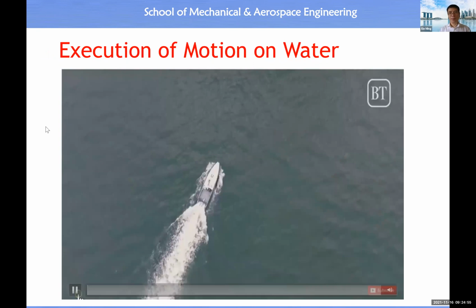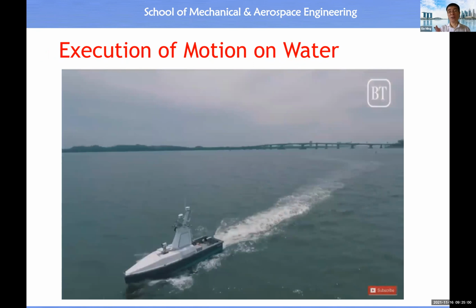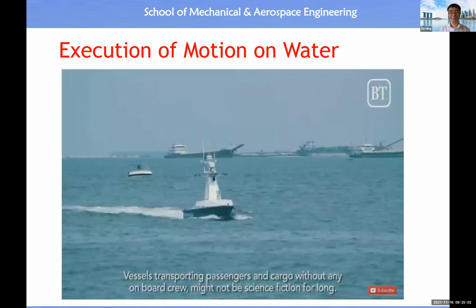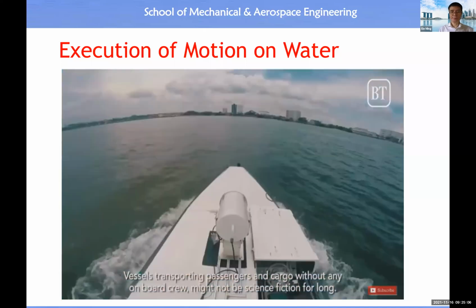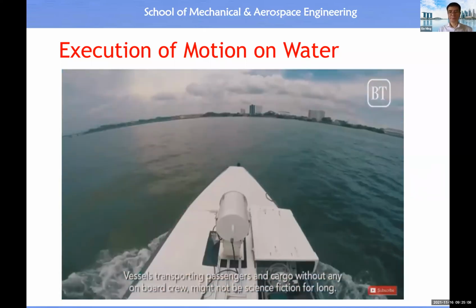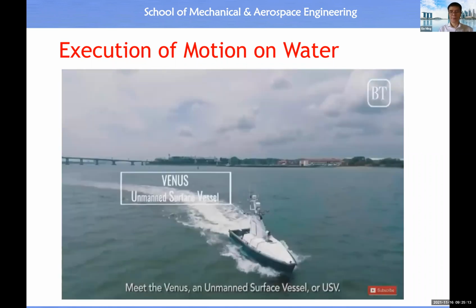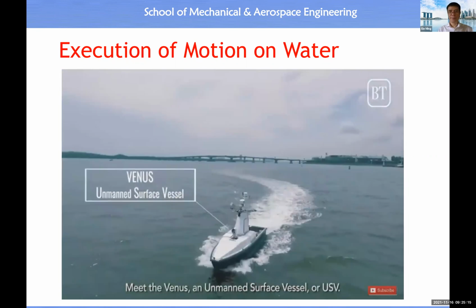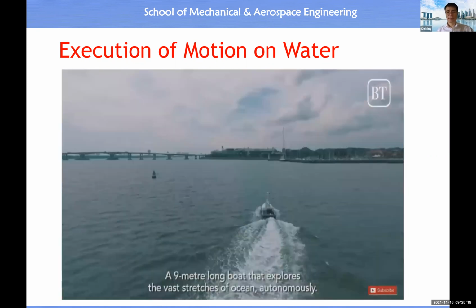And we may have a mobile robot which could move on the water surface. Vessels transporting passengers and cargo without any onboard crew might not be science fiction for long. Meet the Venus, an unmanned surface vessel, or USV, a 9-meter-long boat that explores the vast stretches of ocean autonomously.